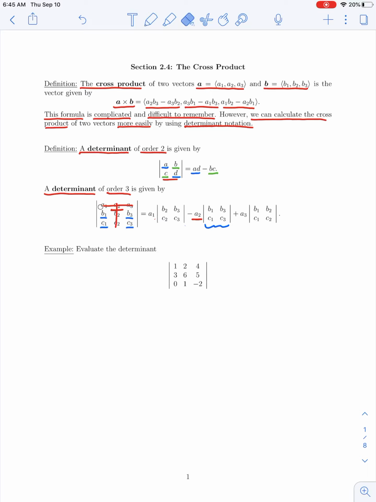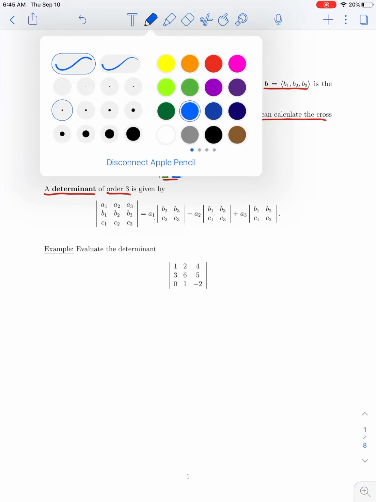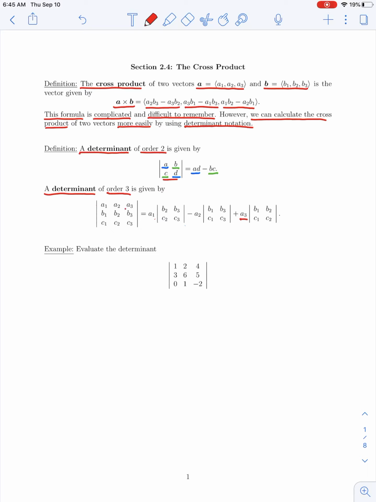And then for the last part of our determinant formula for a 3 by 3 matrix, we will have a plus A3. So I add the last entry in that first row times the determinant of the 2 by 2 matrix B1, B2, C1, C2, which we can see is the 2 by 2 matrix we would get by deleting the row and the column that A3 was lying in. So we have this little B1, B2, C1, C2 matrix on the end.